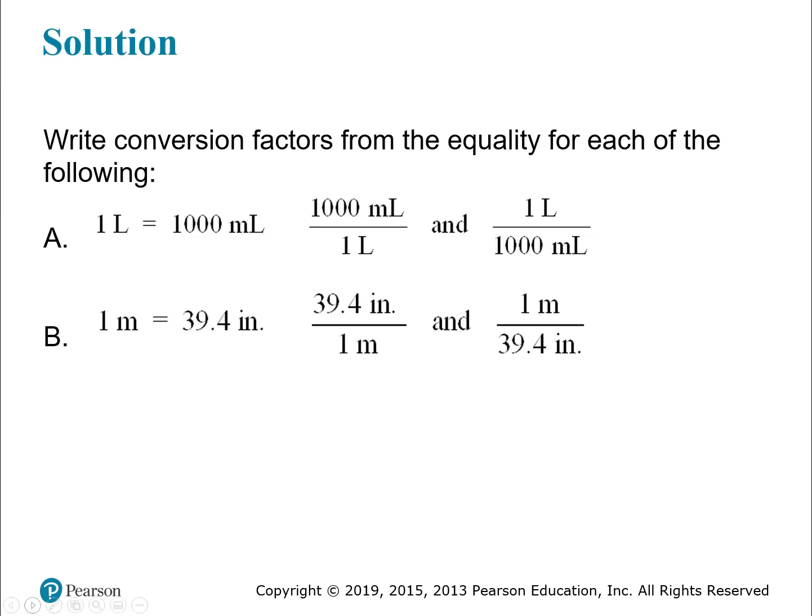Now these are the answers. So I already circled where you got these equalities from. And then you just write the equality as a fraction. You take one number, put it in the numerator, the other number, put it in the denominator, and then you flip it for the reciprocal.